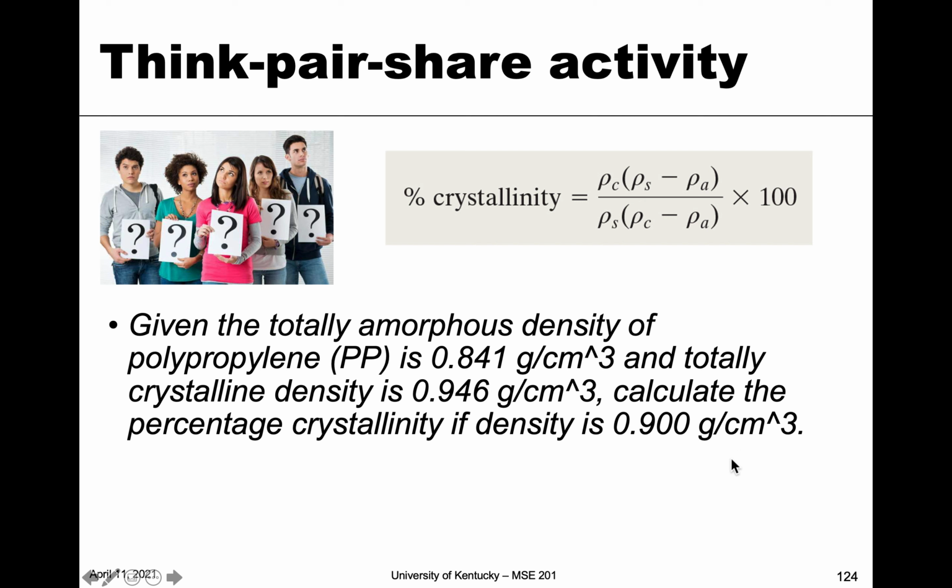And if we have a polypropylene polymer that is 0.9 exactly, I want you to calculate the percent crystallinity. So pretty simple calculation, but I want to see where you're at there. So if there's a quiz, go ahead and answer that. If not, just write this on a piece of paper, but tell me how much percent crystallinity we have for this polypropylene material with a density of 0.9 grams per centimeter cubed.